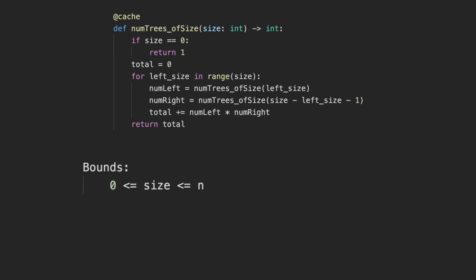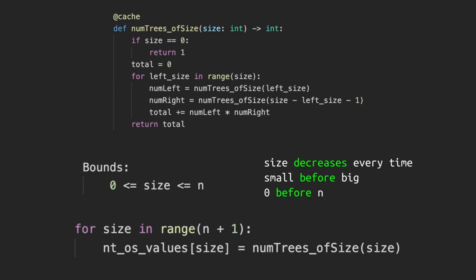In both recursive calls, size decreases, so we have to calculate the small before the big. In other words, iterating from 0 to n.